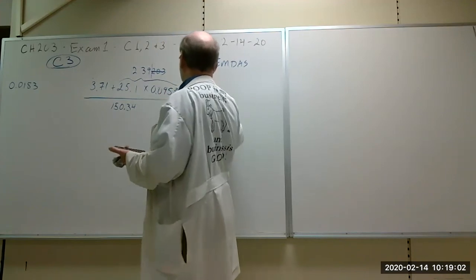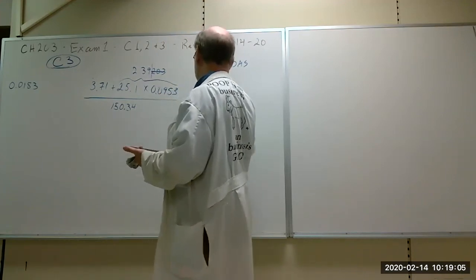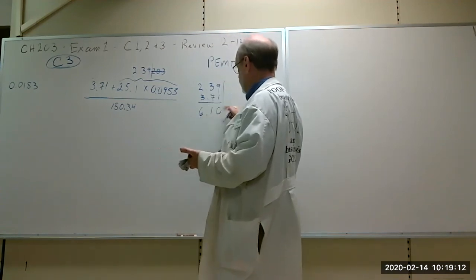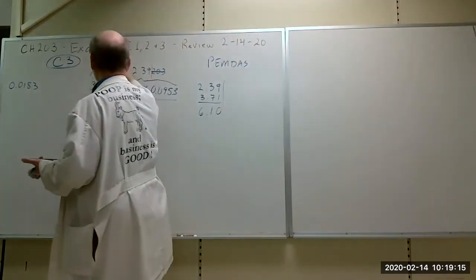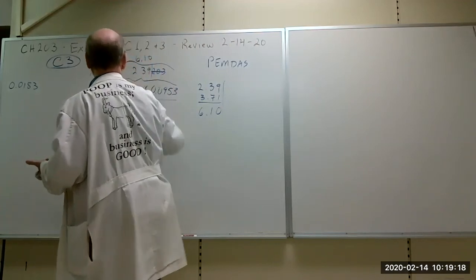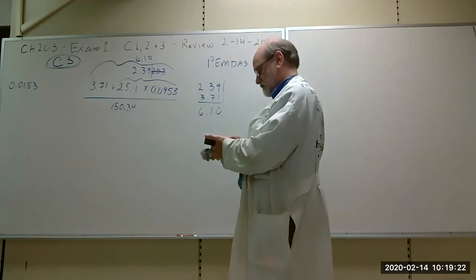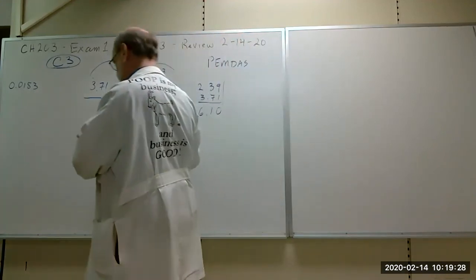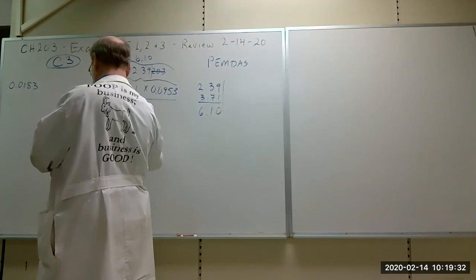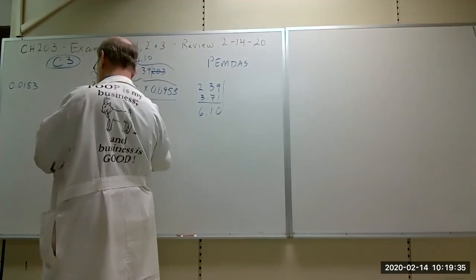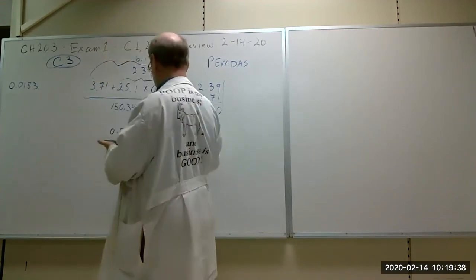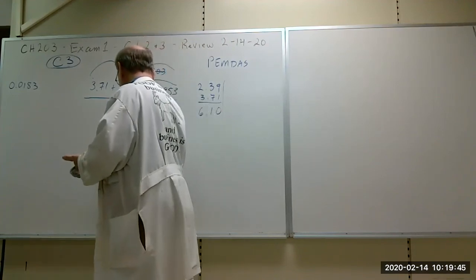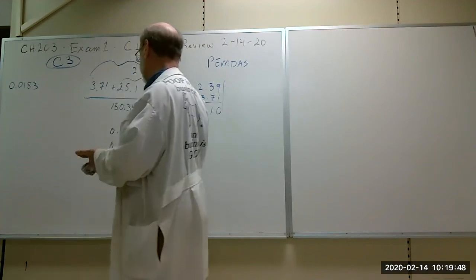So now you have to take 2.39 and 3.71, which should be easy, right? So it's 6.10. So now we have these together, 6.10 divided by 150.3. And we're still limited to 3 significant figures. So it's 0.0405747. 3 significant figures of these 3. 7 is greater than 5. So this becomes 0.406. So you get a completely different answer.